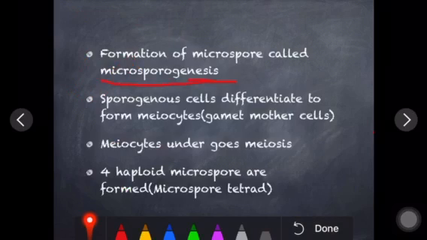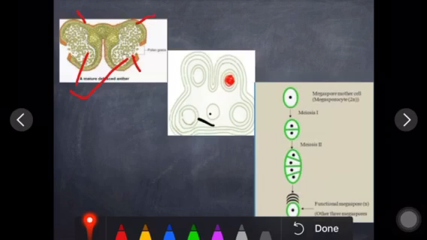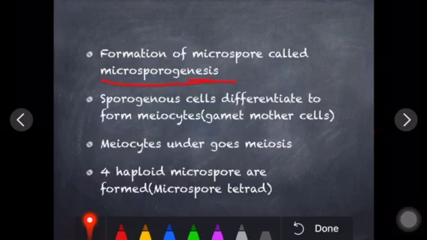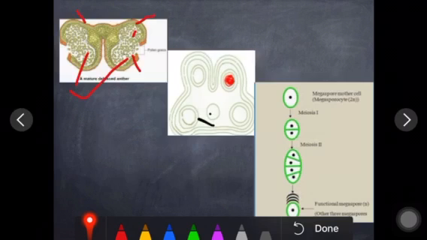Before the slide we discussed that sporogenous cells form meiocytes. It means first we have to recognize where the sporogenous cells are. So sporogenous cells are lying here. In the second diagram I have mentioned this. This is the sporogenous cell. Then sporogenous cells form meiocytes, which are also called gamete mother cells. Okay, now what will happen, meiocytes undergo meiosis. So see here, I am emphasizing more, this is the meiocyte.